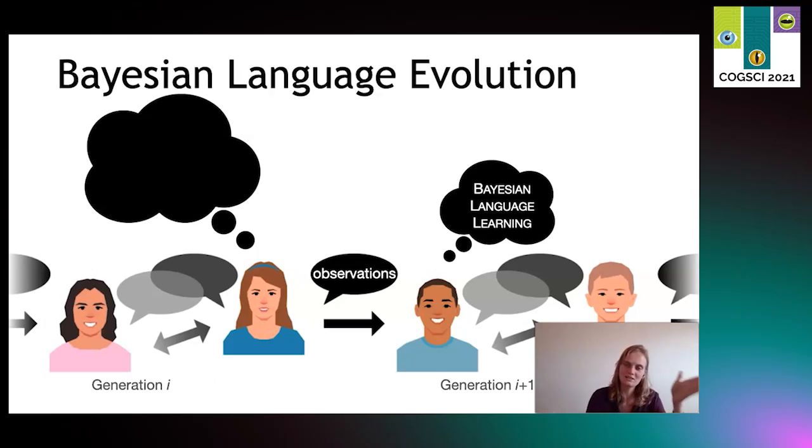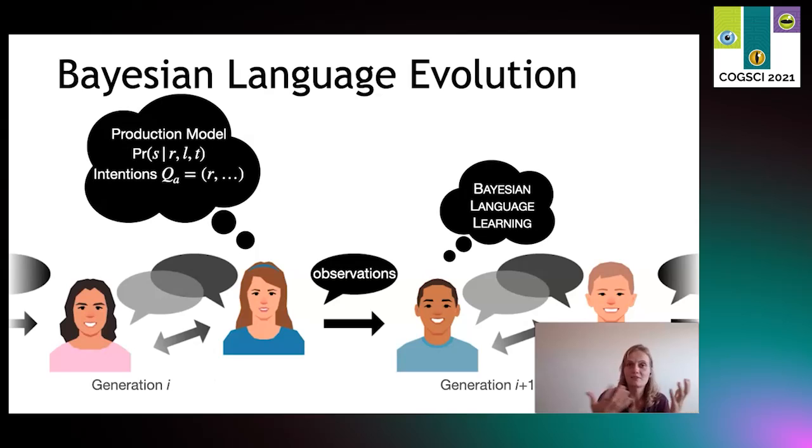Now, the parent agent, who produces data, has, aside from their lexicon, also a production model which determines how likely they are to use a given signal for a given intended referent. They have a set of intentions that they want to convey. And we also allow, again, following existing models, for the possibility of production error. So some small probability that a speaker produces a signal that's slightly different from the signal they intended.